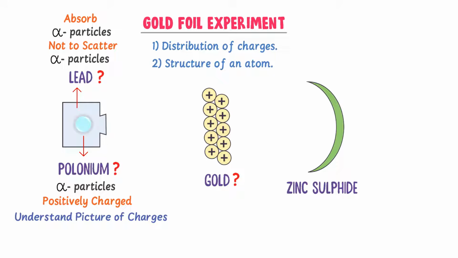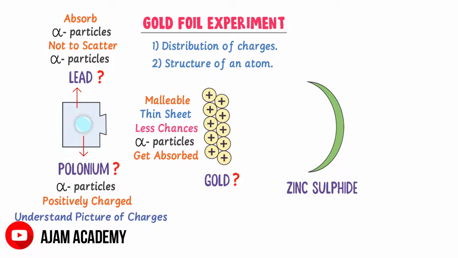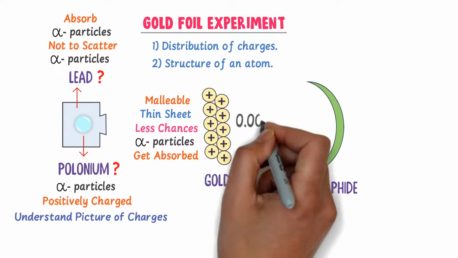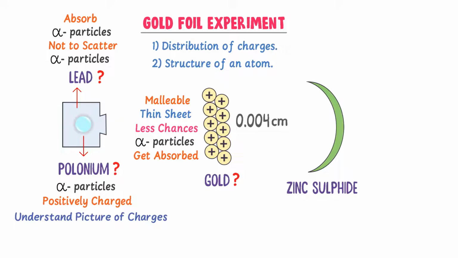Thirdly, why did he take gold foil? Well, we know that gold is the most malleable element. It means that we can make a very thin sheet of gold. The second question is why we need a thin sheet? It is because there would be lesser chances that the alpha particles would get absorbed in the thin sheet of gold. So we would get an accurate result. Therefore, Rutherford took a thin sheet of gold foil roughly 0.004 centimeter, so its structure would be easy to study.